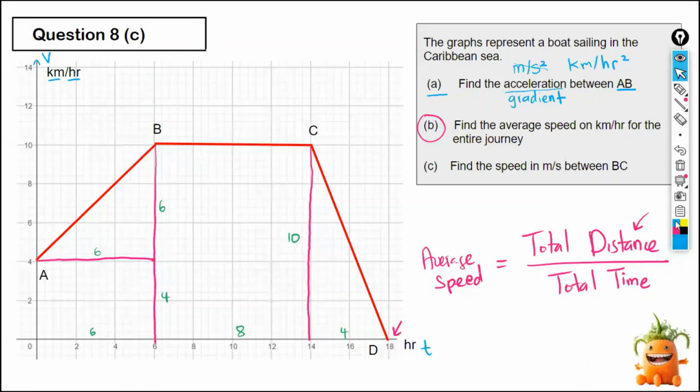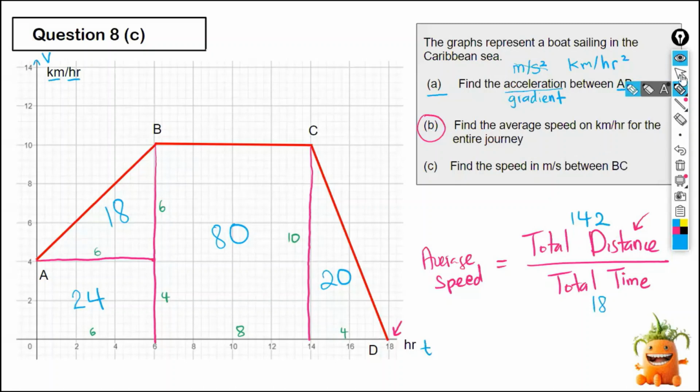For each section, let's see what I got. The rectangles are easy. That's length by breadth. So here I got 24. Over here, I got 18, base by height divided by 2. Here's 80, and here's 20. That looks correct? And when you add it up, you got 18 plus 24 plus 80 plus 20. I'm getting 142. My total distance is 142. Somebody said 148 by mistake. Let's check it back, right? It's 142. And the total time is 18. So the average speed is 142 divided by 18.